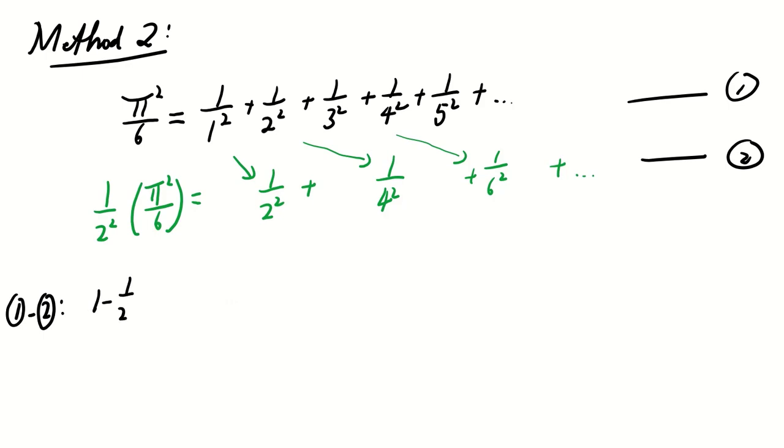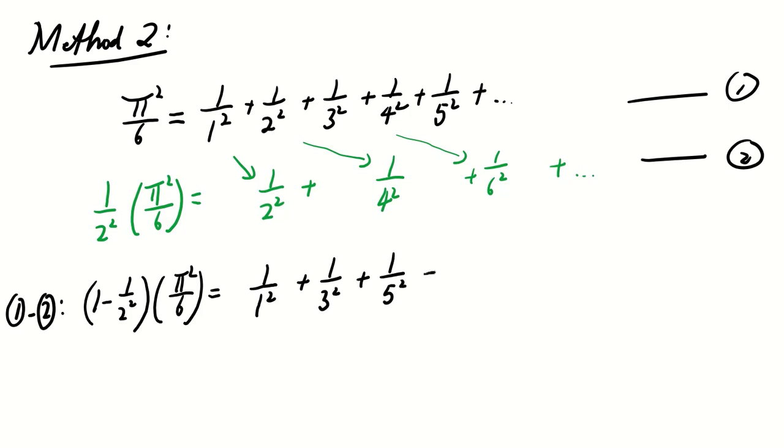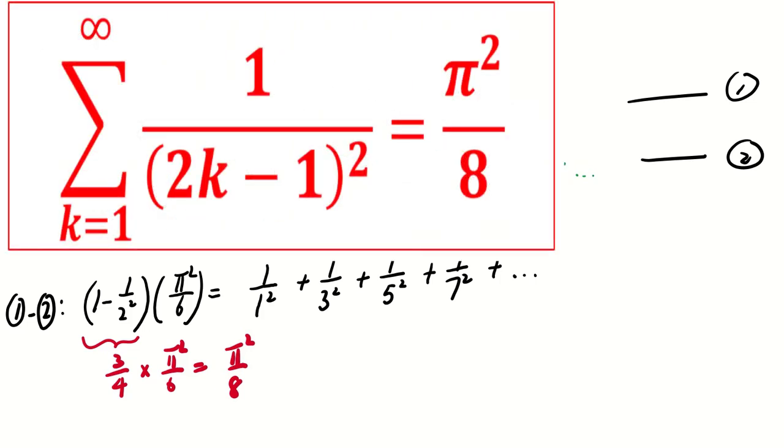1 minus 1 over 2 squared, times pi squared over 6, will equal 1 over 1 squared plus 1 over 3 squared plus 1 over 5 squared, and so on. Note that on the left hand side, 1 minus 1 over 2 squared is equal to 3 over 4, and 3 over 4 times pi squared over 6 equals pi squared over 8. With this, we obtain an interesting result: the summation of 1 over (2k minus 1) squared, where k equals 1 to infinity, equals pi squared over 8.